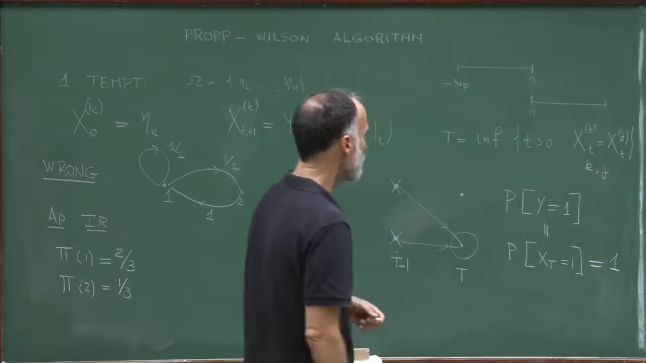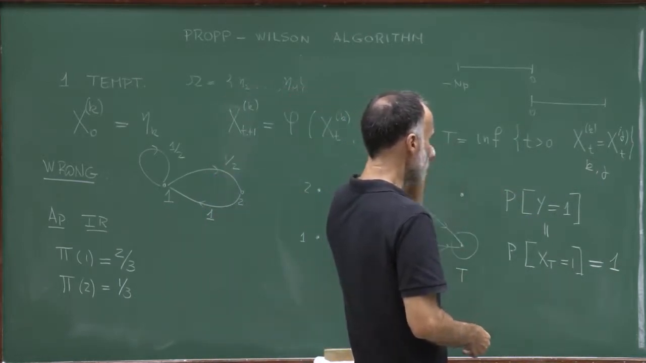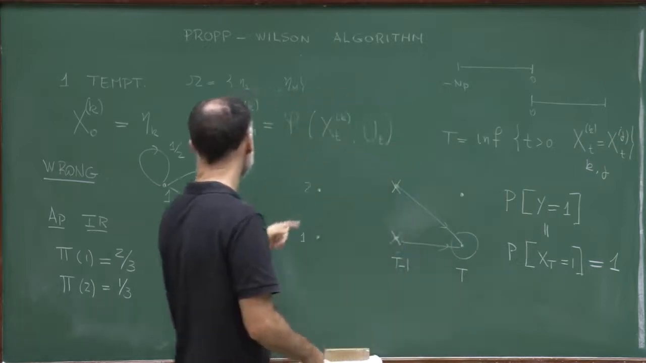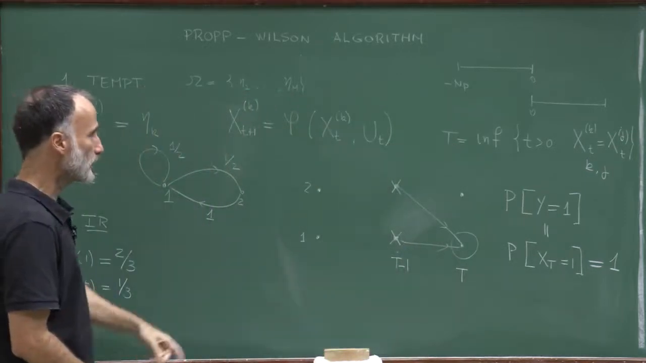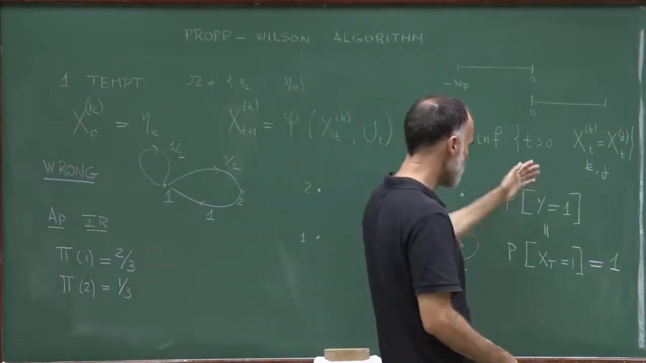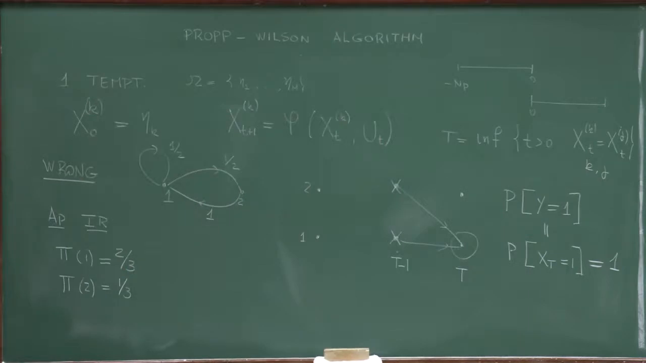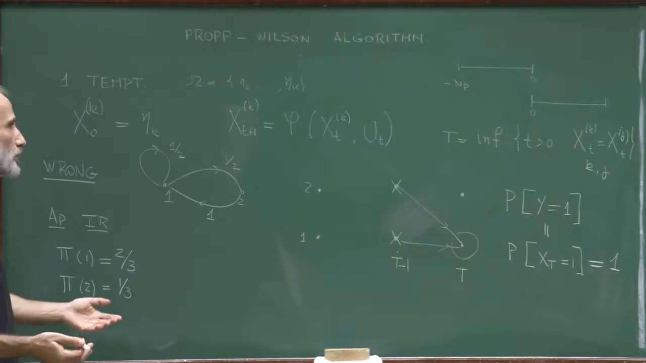and couple them until they meet, so couple them by using the same IID random variables u, does not work, because in this example the distributions do not coincide. So that's the first temptation, and this is an example to convince you that, well, it doesn't work, it's wrong.